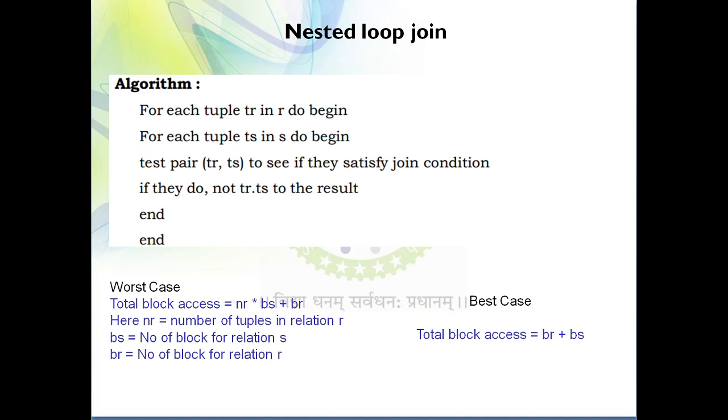Suppose you are using the concept of nested loop join, and in the best case, your formula is very simple: BR plus BS. BR means the number of blocks in relation R, and BS means the number of blocks in relation S. So this is a formula that you need to remember for nested loop join.